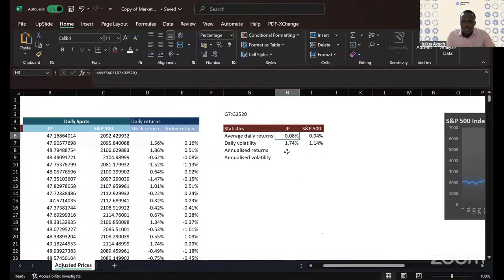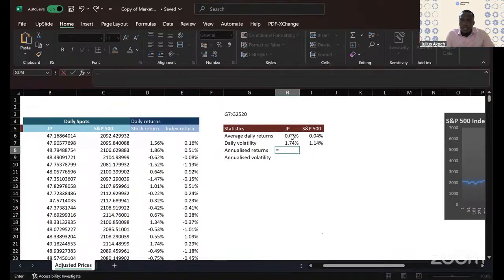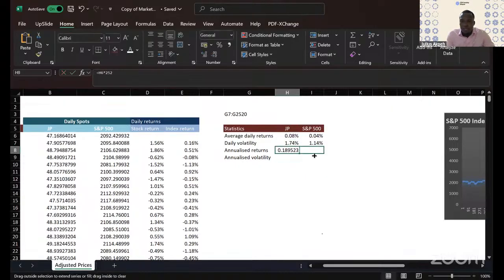To analyze this return, we learned the formula that returns increase proportionally to time. So there are 252 trading days in the United States. So you just multiply these by 252, then you are good to go. When you come to the S&P, do the same thing, 252. So these are the annualized returns on the S&P and JP Morgan respectively, 18.95, then 10.34.